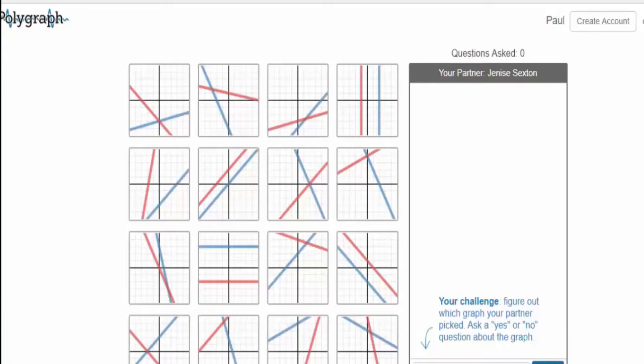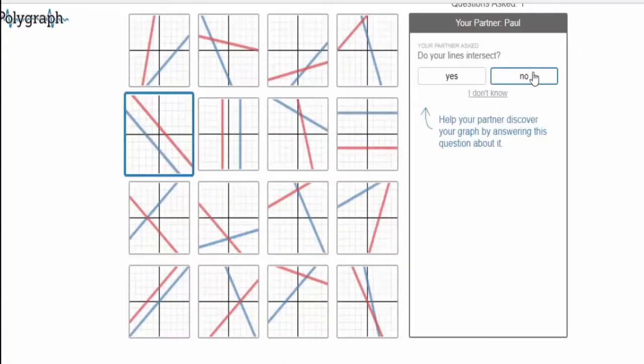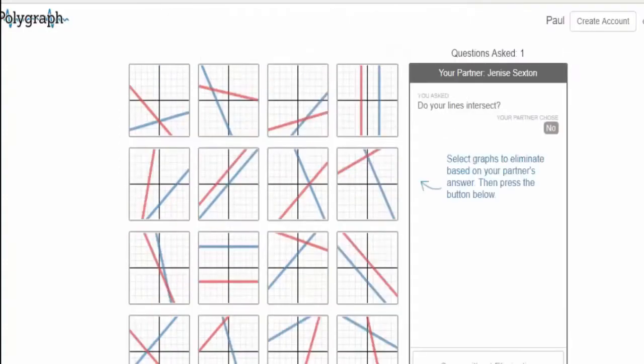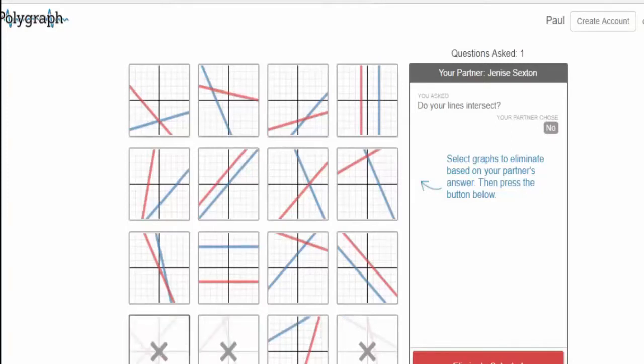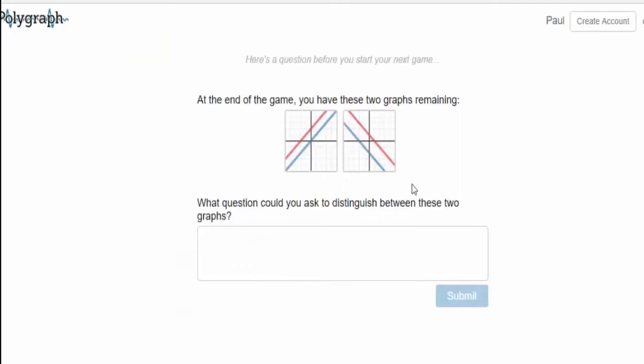In this example, one partner asks, "Do your lines intersect?" Based on the answer provided by their partner, they will go through and eliminate the graphs that do not fit the description. This is a great time to emphasize vocabulary terms such as parallel, intersect, solution, increasing, and decreasing.